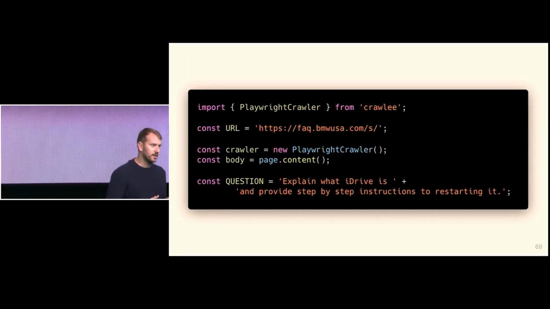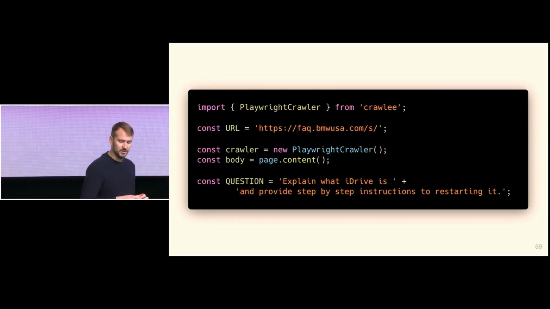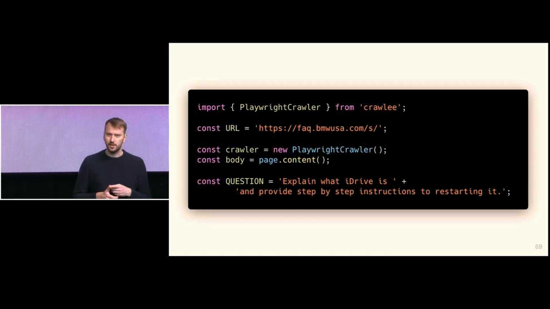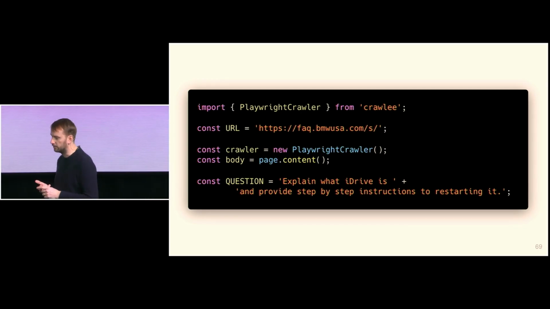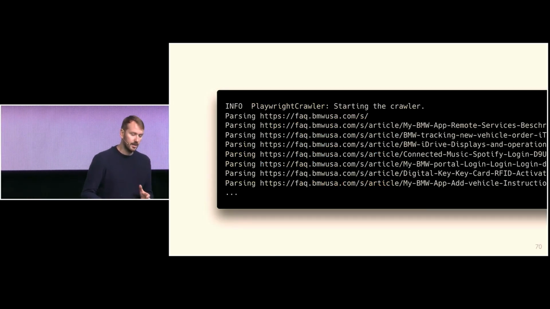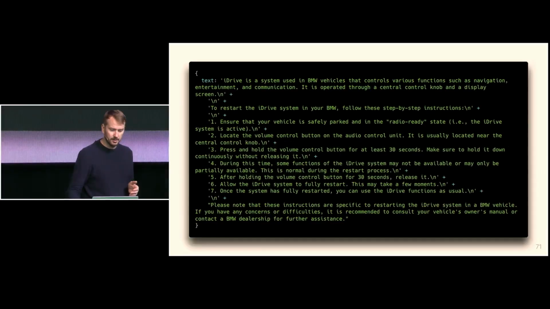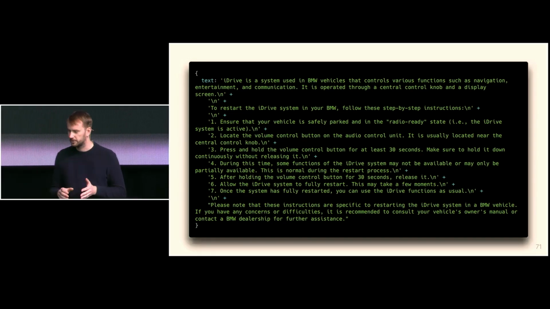Now, let's try adjusting the chatbot for the BMW website. We just need to change the URL, change the question, and change the scraping to use Playwright Crawler, since the BMW website is client-side rendered, so we have to scrape it using a browser. And we start it. It scrapes the articles on the BMW Help website, and it gives us an answer. iDrive is a system used in BMW vehicles, and so on. That also looks about right.